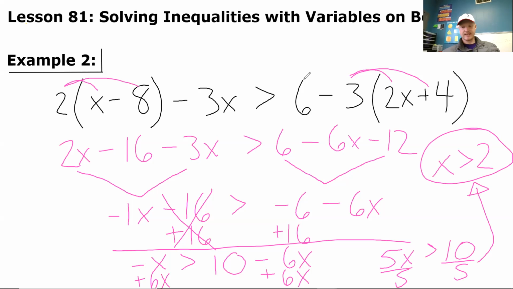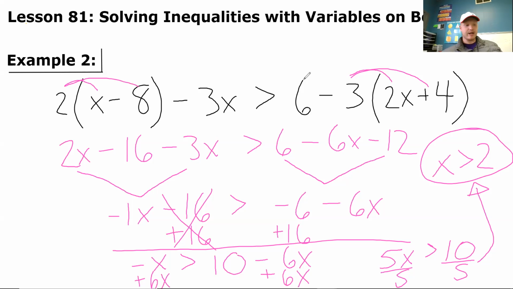Okay, so that is example 2. Go ahead and look in your textbook, so page 533 with me. So that is what they also got. They also got x is greater than 2.